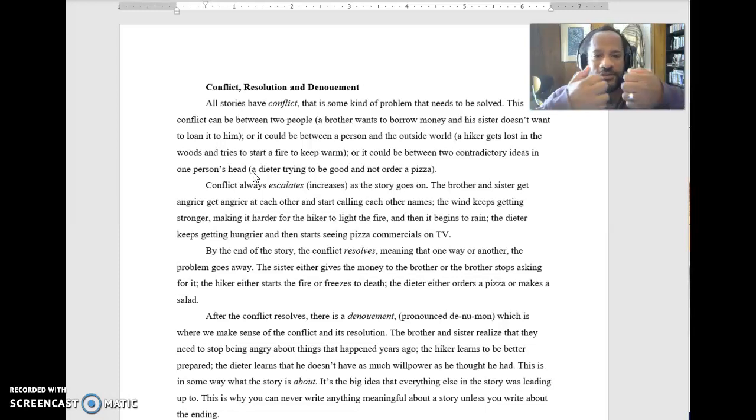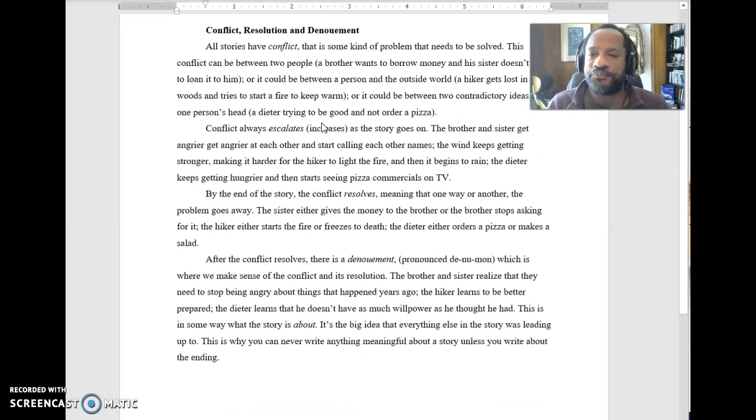So conflict has to do with these two things that are butting up against each other, right? It's almost like a fight is a conflict, right? But that fight can take different kinds of forms. Again, it can be inside of somebody's head, it could be with the outside world, or it could be between two people. But it doesn't have to be a physical fight or anything, right? And that's going to be some kind of conflict.